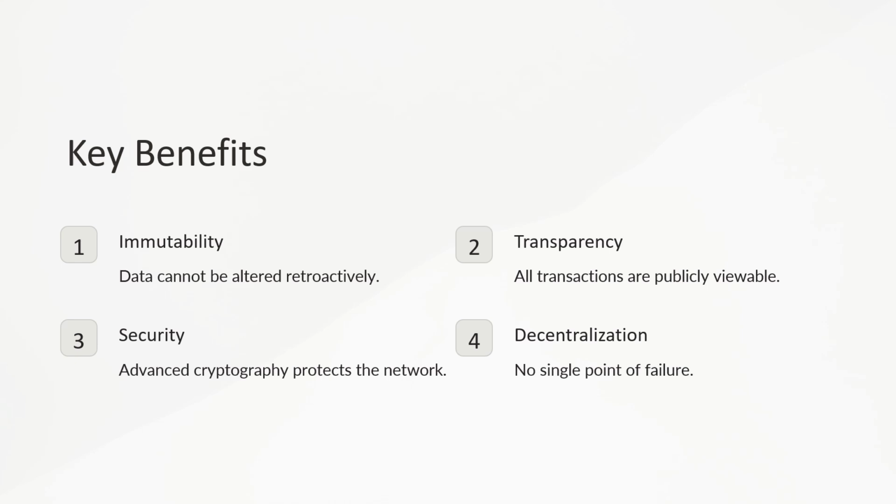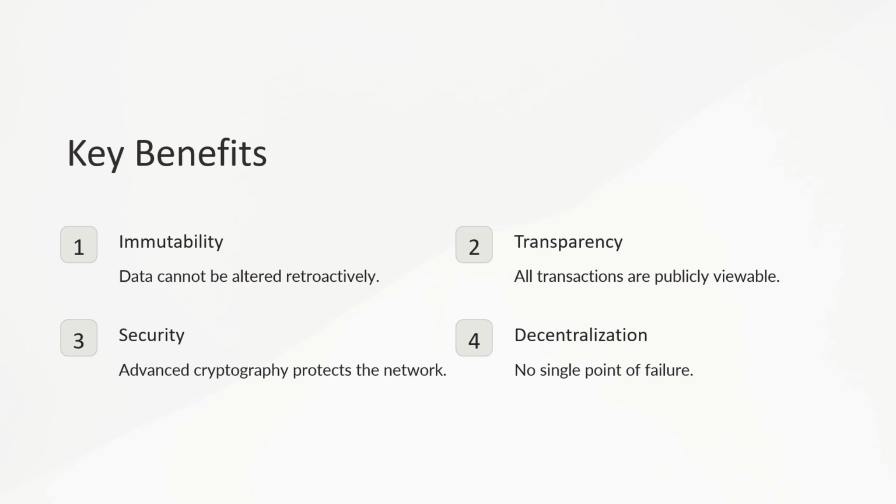All transactions are visible to everyone on the network, accounting for transparency. For example, everyone can read every page of our notebook at any time. Blockchain uses advanced cryptographic principles to protect the network. Think of it as a notebook being protected by an unbreakable code that only authorized participants can interact with.